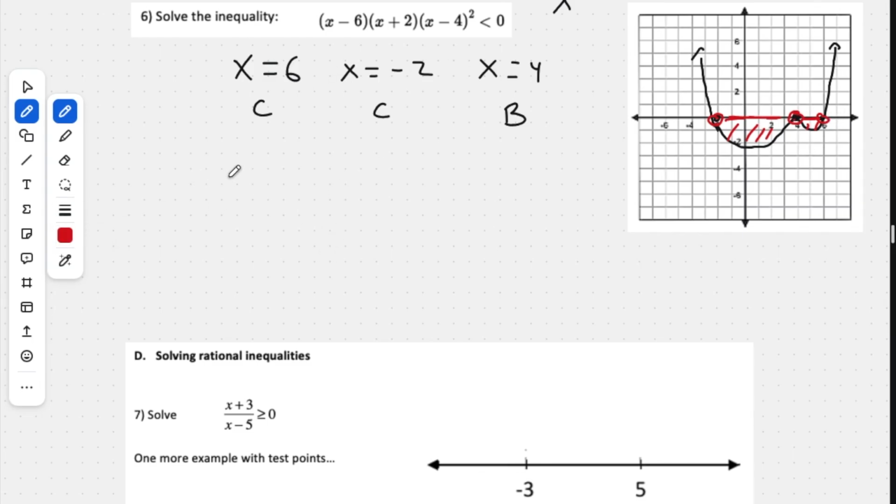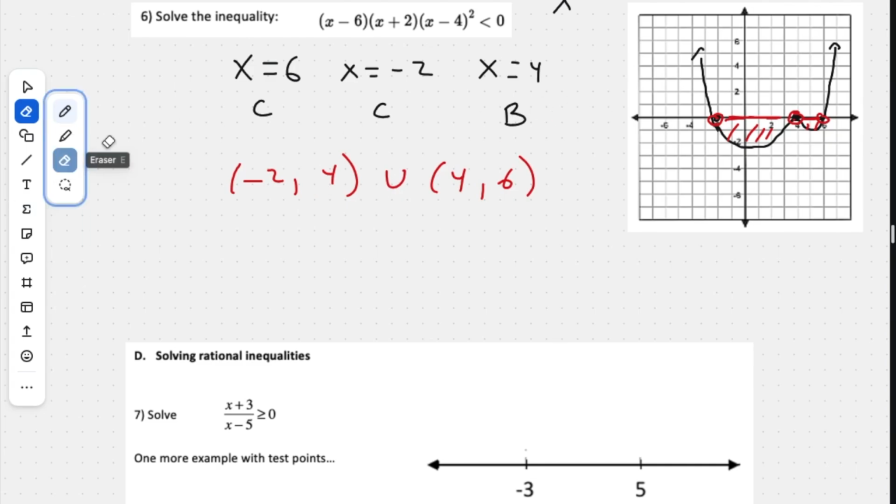So that should look like from -2, which is under that big blob now, up to 4, union 4 to 6. So notice how I'm excluding that 4 because, oops, I just got rid of the middle part of my graph, but because it comes up and touches at 4, I can't include it because of the equals 0.